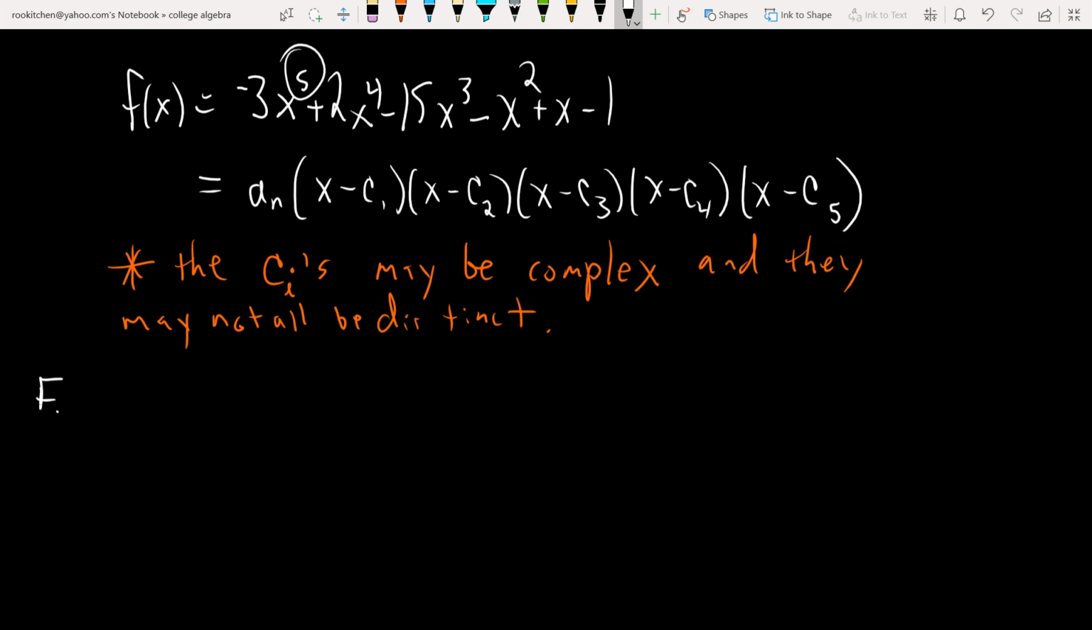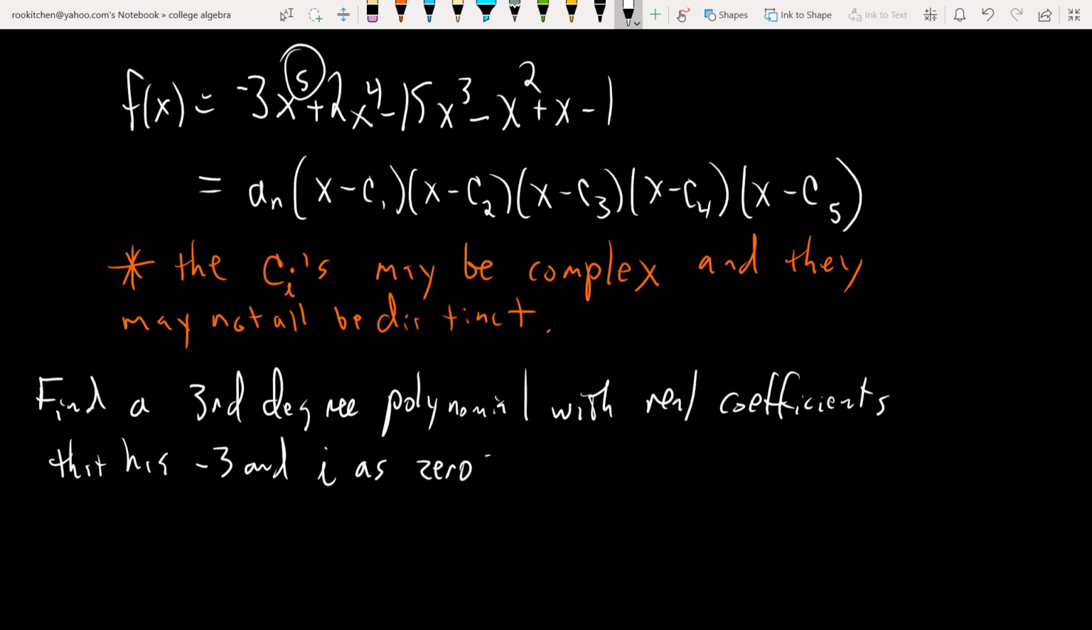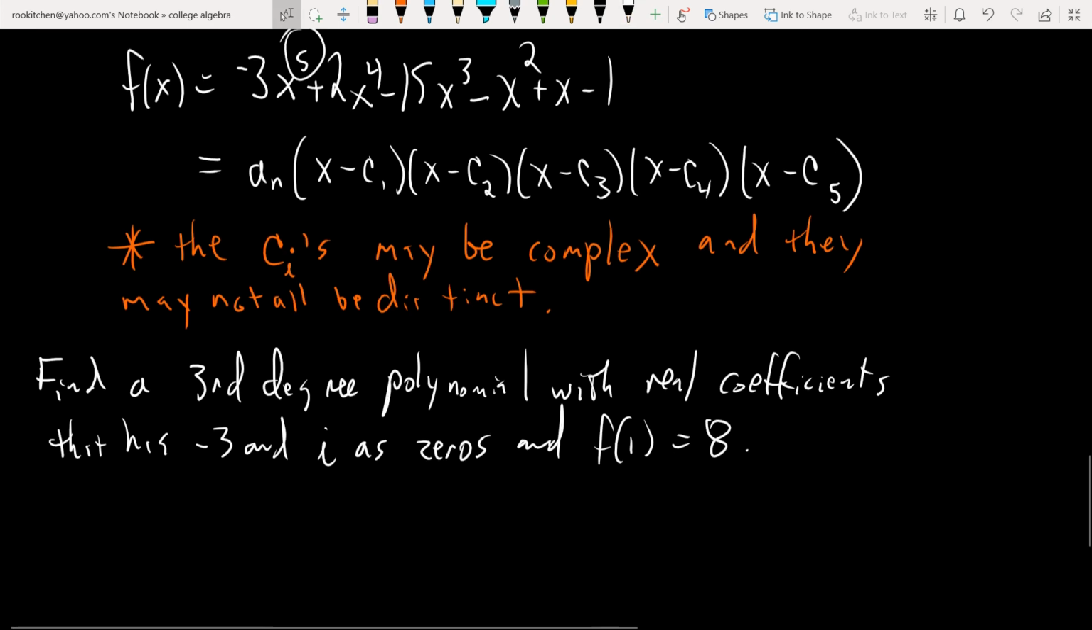So what they want you to do here is to find a third degree polynomial with real coefficients that has negative 3 and the imaginary unit i as zeros, and f of 1 is equal to 8. Okay. So how are we going to do this?